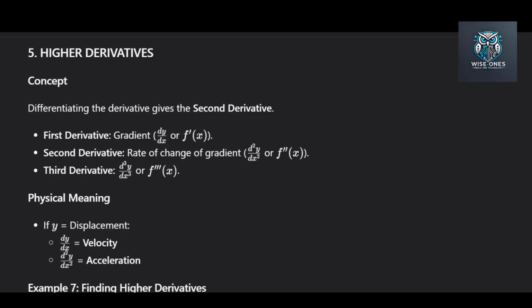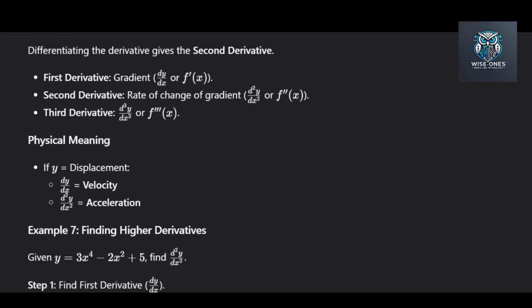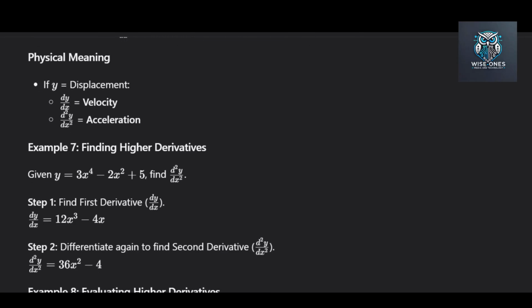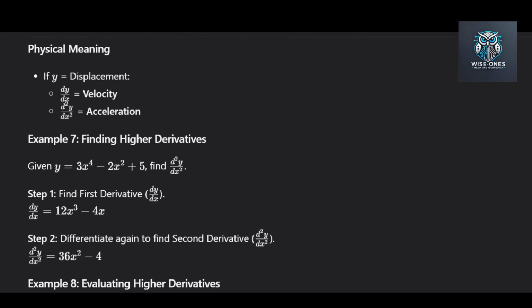If we differentiate the derivative, we get the second derivative. This is written as d squared y over dx squared. It represents the rate of change of the gradient. If we differentiate again, we get the third derivative, d cubed y over dx cubed. There is a physical meaning to this. If y represents displacement, position, the first derivative, dy/dx, is velocity, how fast position changes. The second derivative, d squared y over dx squared, is acceleration, how fast velocity changes.